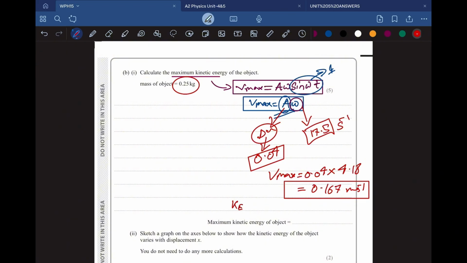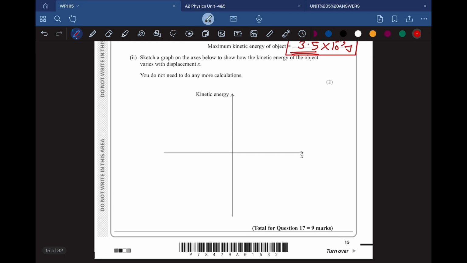So the maximum kinetic energy is equal to half into 0.25 into 0.167 squared, which will give us a value of 3.5 into 10 to the power minus 3 joule. The calculator value will be 3.486, but as the data provided was in two significant figures, we have written our answer in two significant figures. Now, in the next part, this was a bit tricky, but it was the easiest question, and still students messed up in this question.